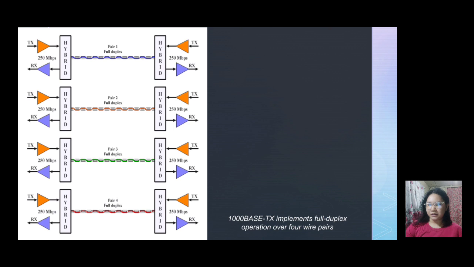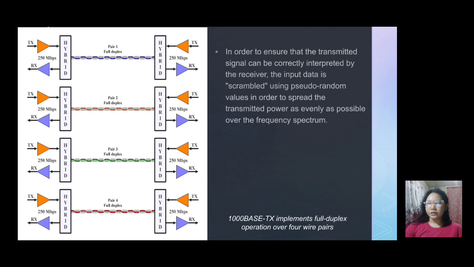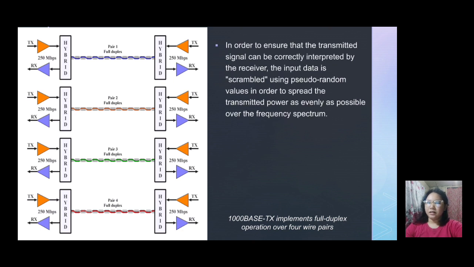If you refer to the picture, you'll be able to see what a 1000BASE-TX implementing full duplex operation over 4 wire pairs looks like. In order to ensure that the transmitted signal can be correctly interpreted by the receiver, the input data is scrambled using pseudo-random values in order to spread the transmitted power as evenly as possible over the frequency spectrum.